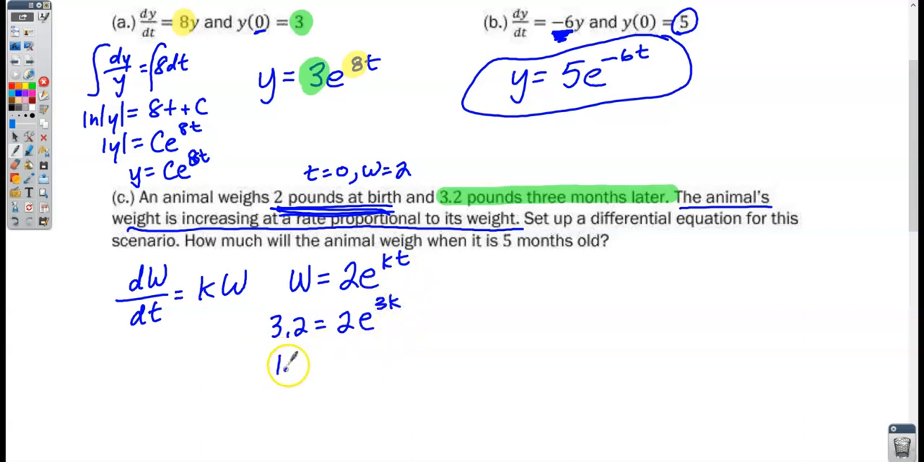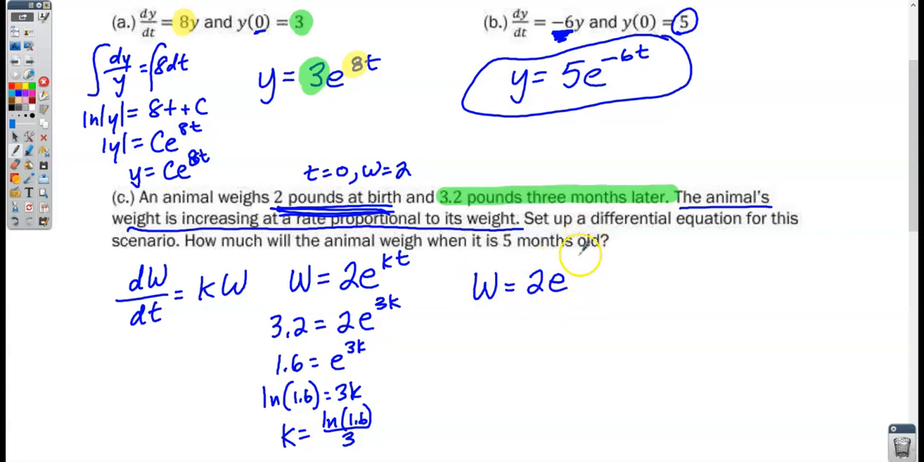I divide both sides by 2. Take the natural log of both sides. And I find that k is equal to the natural log of 1.6 all over 3. And so my model here is W equals 2e to the natural log of 1.6 over 3 times t.